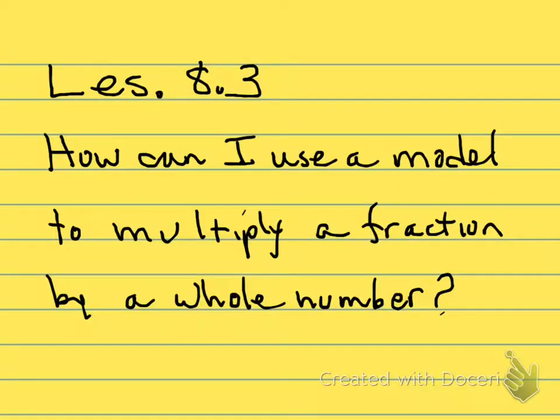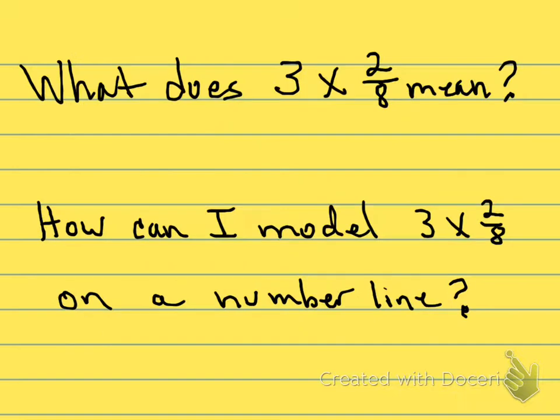In lesson 8.3, our essential question was, how can I use a model to multiply a fraction by a whole number? So we know that models help us visualize what our numbers are going to look like. We're going to use a very special model, and take a look at what a particular equation really truly means. What does 3 times 2/8 truly mean? Let's think about that for a minute. A possible answer might be 3 groups consisting of 2/8 size pieces.